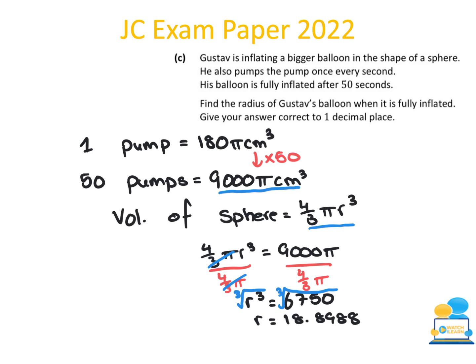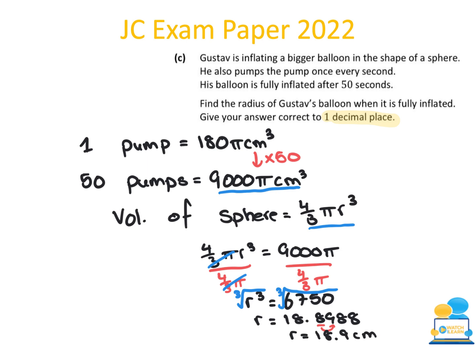18.8988. So don't forget to look back up in the question, see what they ask you to round your answer to. They asked me to round it to 1 decimal place here. So that 8 here is in the 1 decimal place region. So I'm going to check its neighbour, which is 9, and see is it going to force the 8 to stay the same or move up. And it's going to make it move up. So my radius is equal to 18.9 and my unit again is centimetres. So that is the radius of Gustav's balloon.